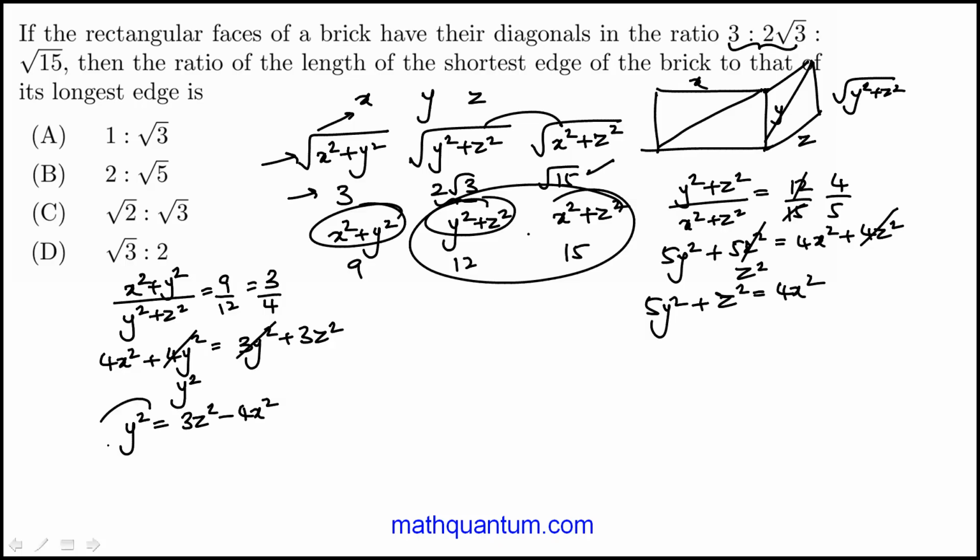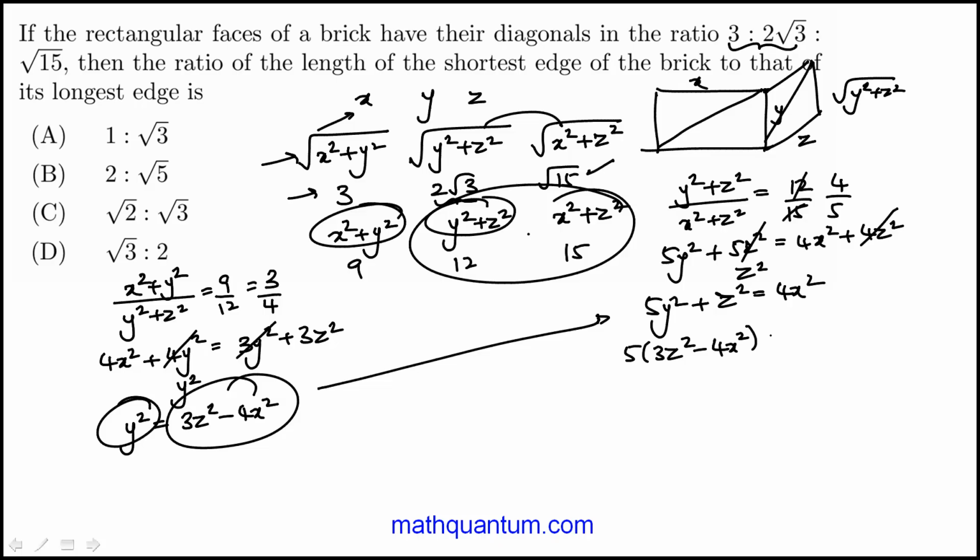I will be replacing that y squared here, so I have a relationship between y and z. So 5 times 3z squared minus 4x squared. So just algebra at this point. I don't know if there's any quicker way of doing this question. Maybe there is. This is kind of how I did it.